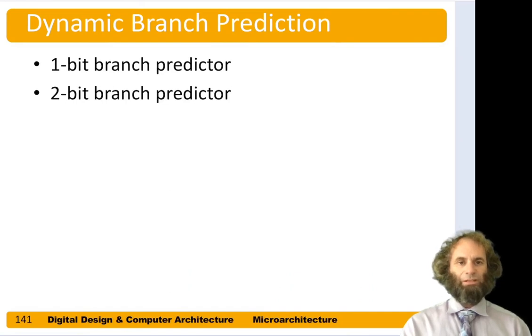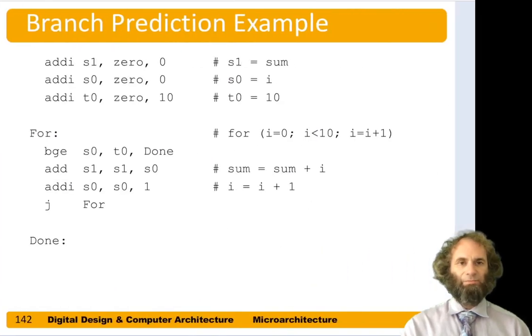With dynamic branch prediction, we can keep some history, and two examples are a 1-bit branch predictor or a 2-bit branch predictor. So suppose we had a program here that was going to add up the numbers from 1 to 10. So we'll initialize the sum in S1 to 0. We'll initialize our loop I to 0, and we'll initialize 10 into T0 for comparison. Now we'll have a for loop: for I is 0, I less than 10, I plus plus.